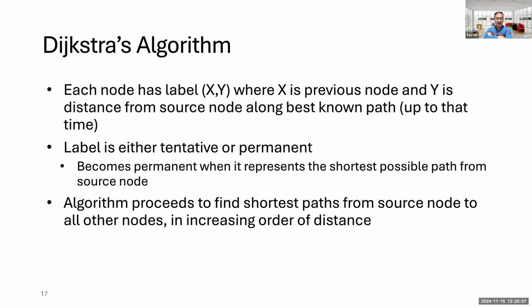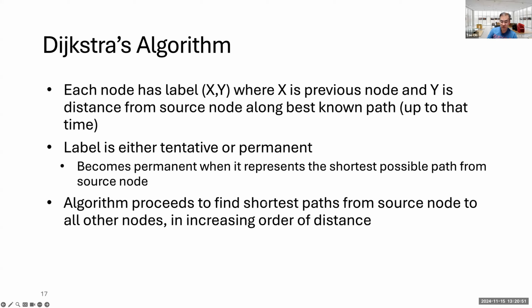So when you take a look at the Dijkstra algorithm, let's study that. Each node has a label (x, y). x is the previous node, and y is the distance from the source node along the best known path. It's a distance, okay? So up to that time. The label is either tentative or permanent. It becomes permanent when it represents the shortest possible path from the source node. It tries multiple times, but it picks the shortest possible path from the source.